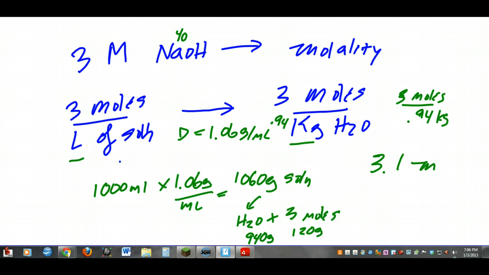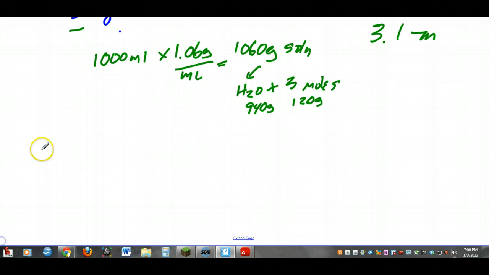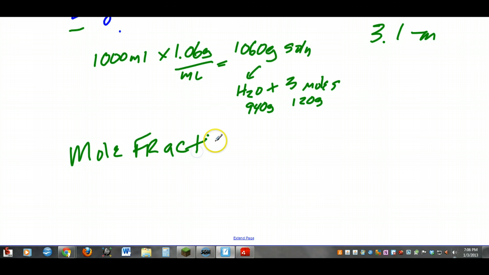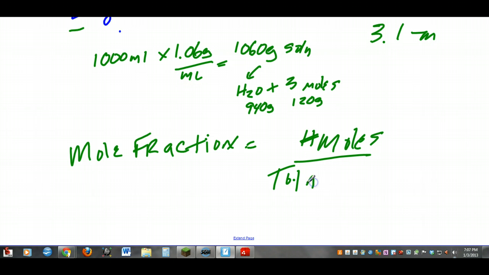Okay, so what about the other 2 units? One of them is mole fraction. Mole fraction means the number of moles of solute over the total moles. Well, we already know there's 3 moles on the top. So now we just need to find the total moles.